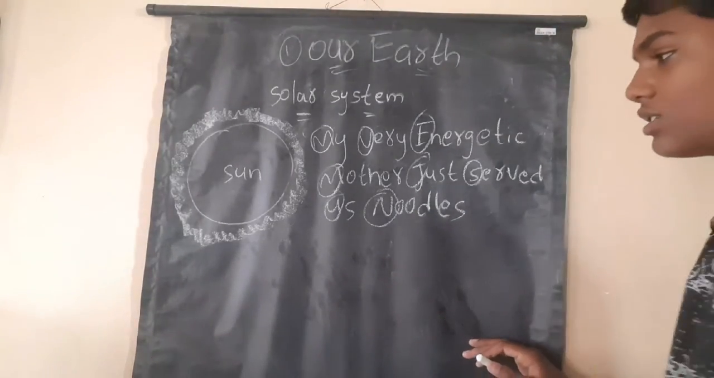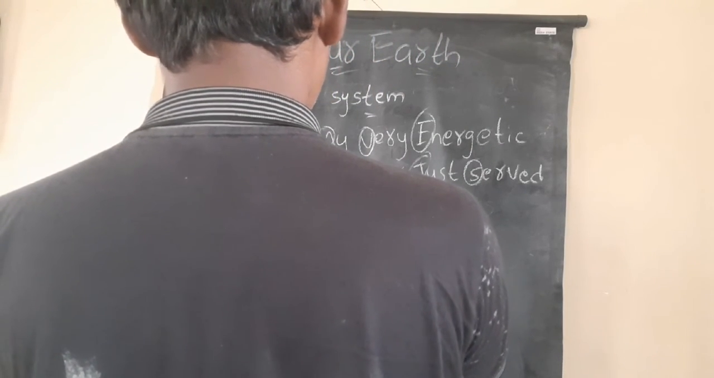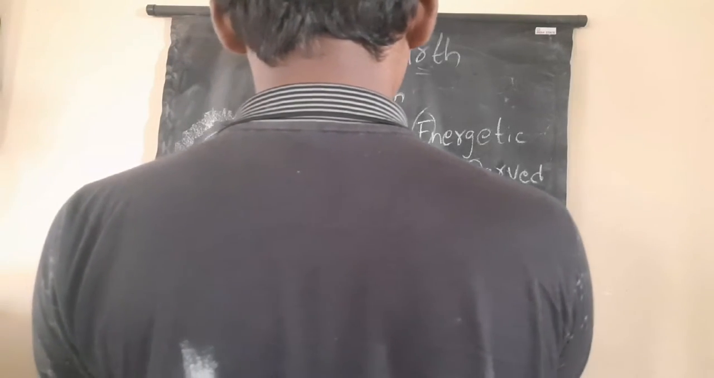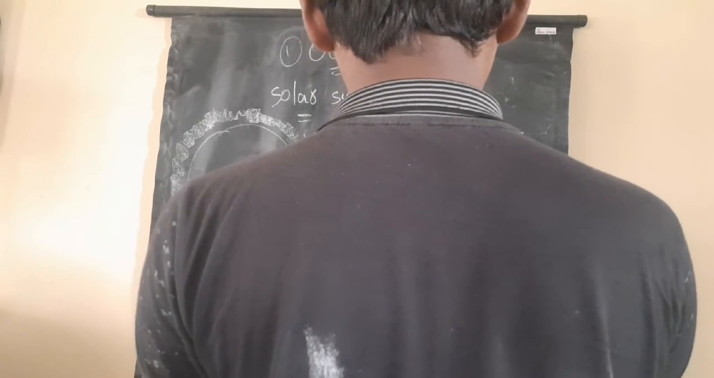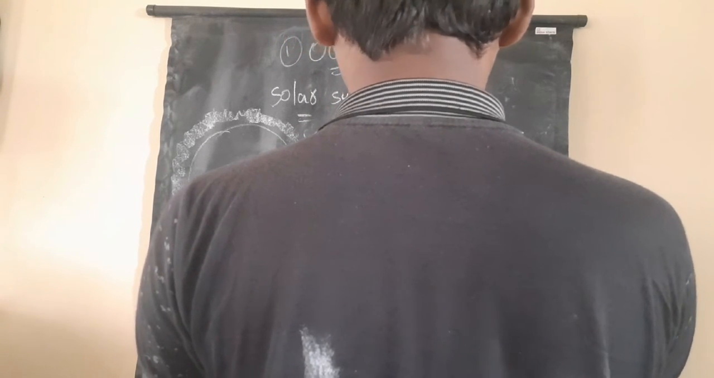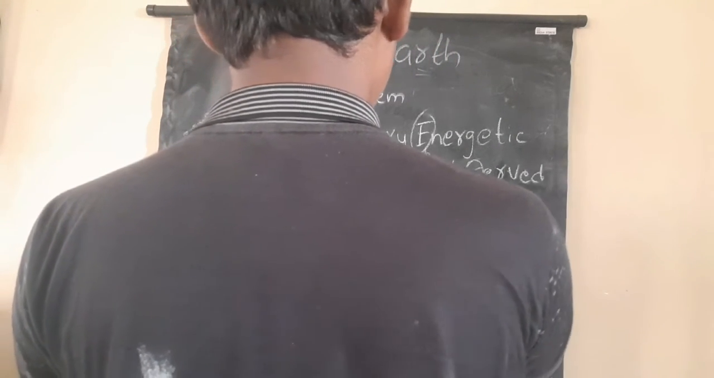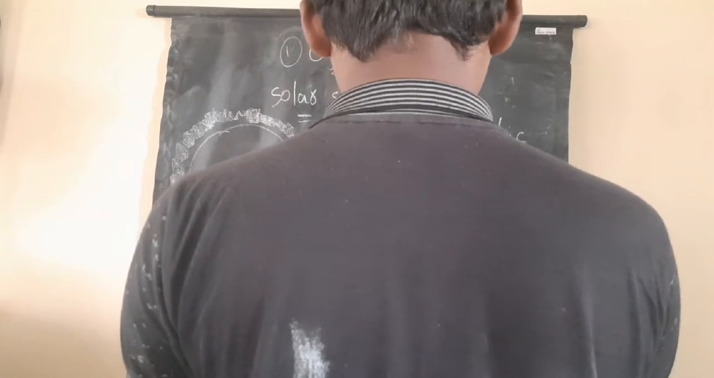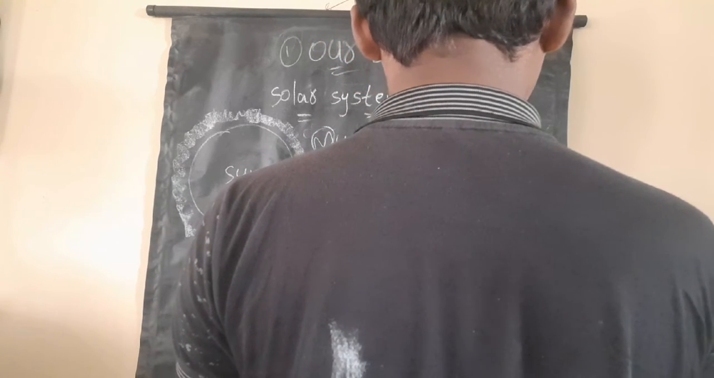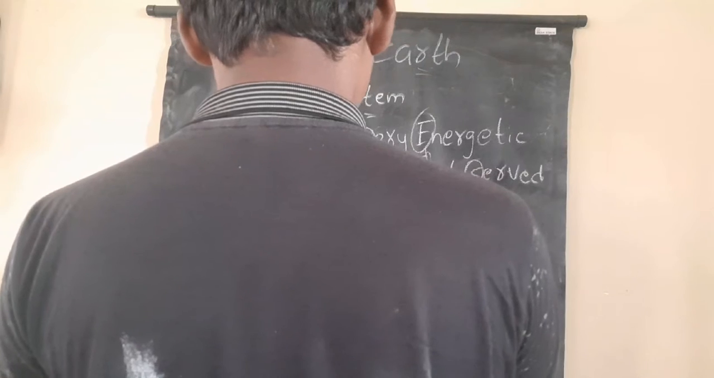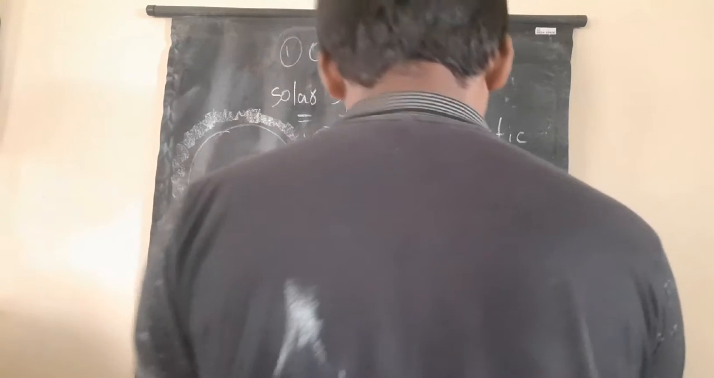Now let us see all the planets. M means Mercury. V means Venus. E means Earth. M means Mars. J means Jupiter. S means Saturn. U means Uranus. And lastly, N means Neptune.